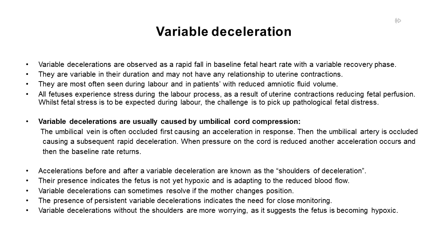Variable decelerations can sometimes resolve if the mother changes position. The presence of persistent variable decelerations indicates the need for close monitoring. Variable decelerations without the shoulders are more worrying, as it suggests the fetus is becoming hypoxic.